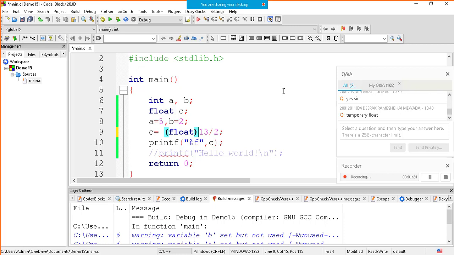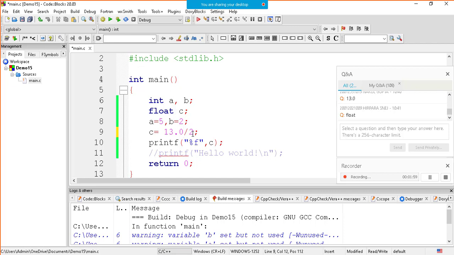Explicit typecasting. But another option that I want to show you: suppose rather than writing this 13, I am writing 13.0. Please understand, what is 13.0? It's a float constant. What is 13? It's an integer constant. So when my 13.0 is a float constant, the 2 temporarily gets converted into float.